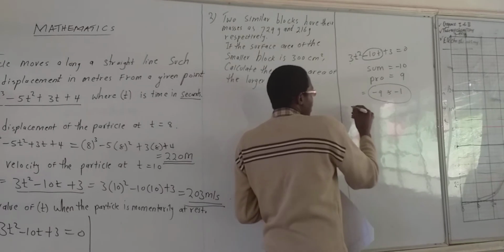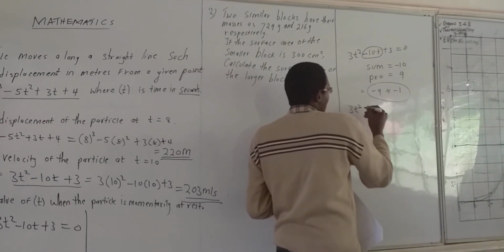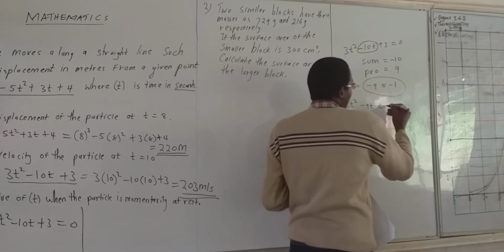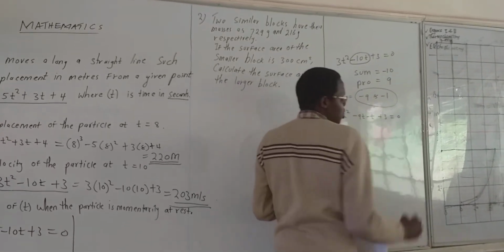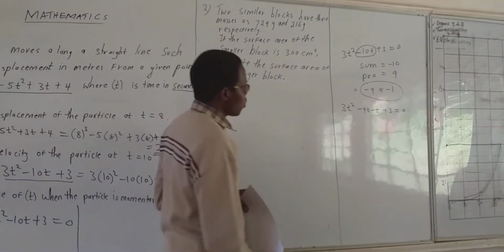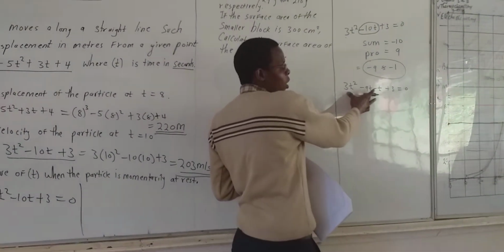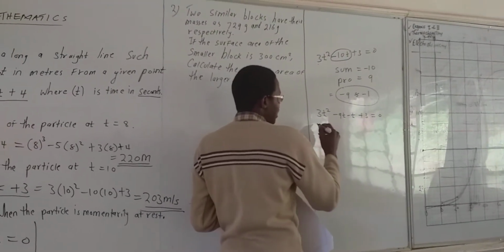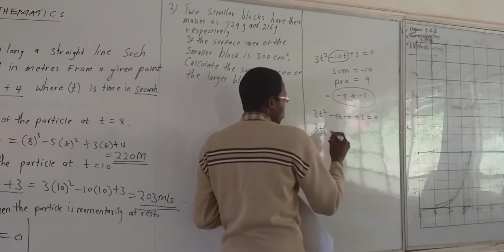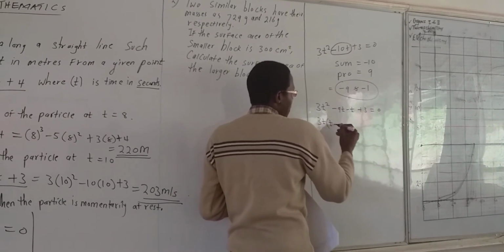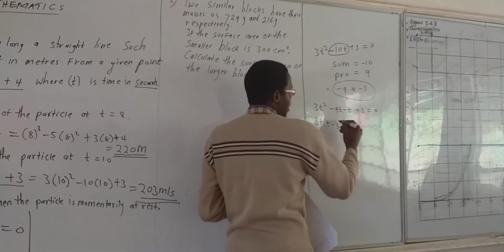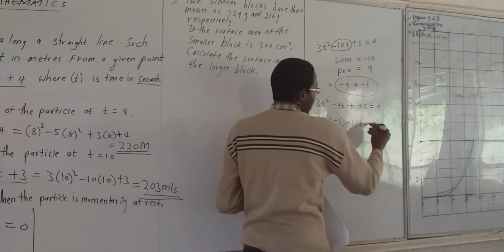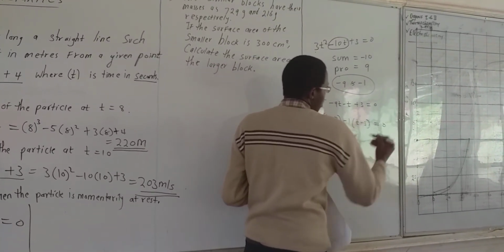So we are going to have 3t² minus 9t minus t, or 1t is the same, plus 3 is equal to 0. This is going to give us, we come and factor what is common here. So what is common here, we have 3t. So we have 3t into (t minus 3), then minus 1 into (t minus 3) is equal to 0.